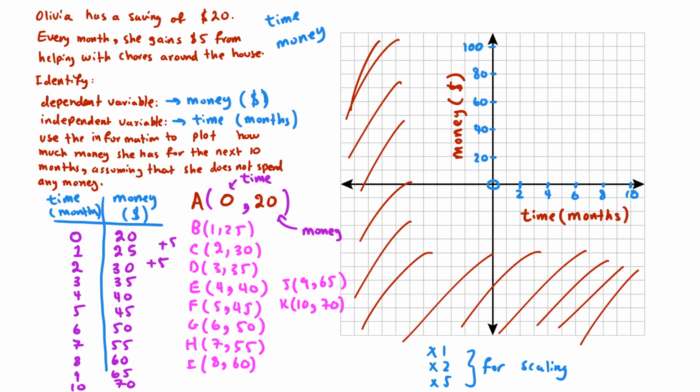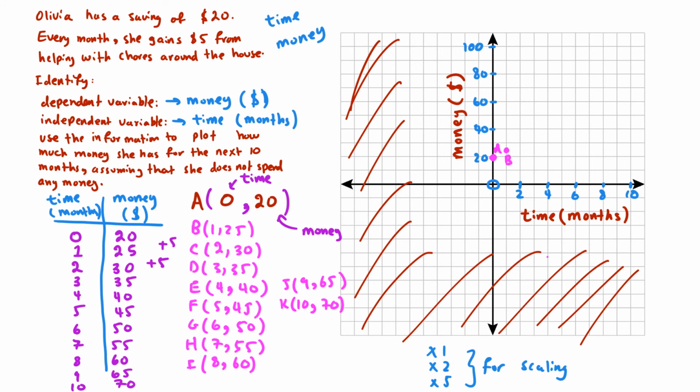I'm going to use, what color should I use? I will continue to use pink. So right here at time 0, the amount of money is $20. There's no movement in the x-axis or time axis, so I have to go up by 20. Right here, I will have my first point, and I will label it A. And then point B, at 1 month, I will have 25. So 25 is between 30 and 20, so that's point B.